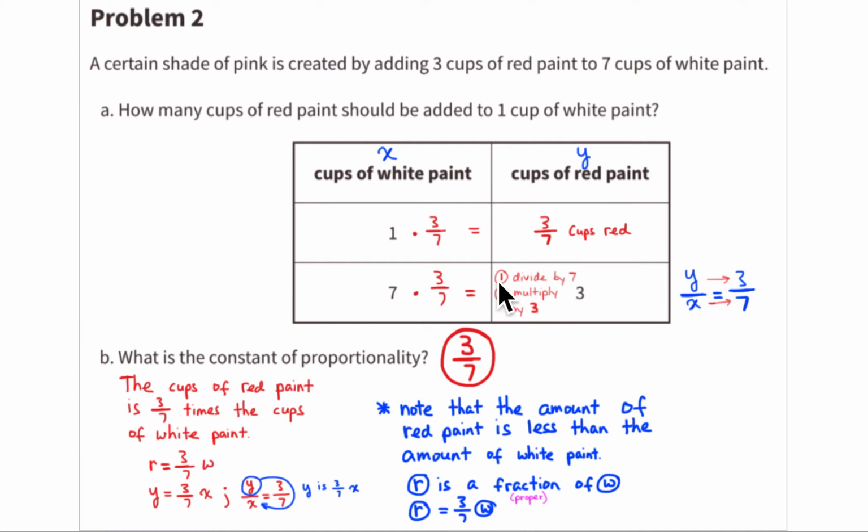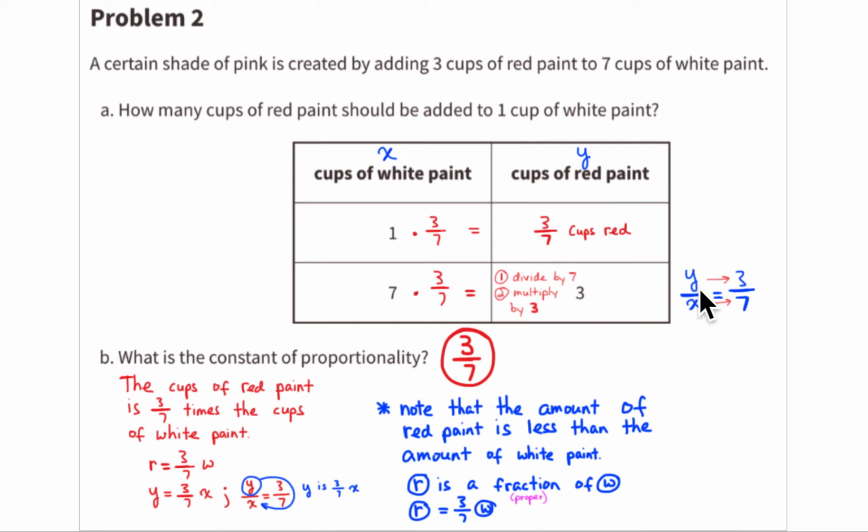Problem number 2. Red paint, white paint to make pink paint. So you can get the constant of proportionality from the second row right here. 7 times what factor is equal to 3? Well, that is 3 divided by 7, or 3 over 7. 7 times 3/7: 7 divided by 7 is 1, and then 1 times 3 is this 3 right here. So divide by 7, multiply by 3.